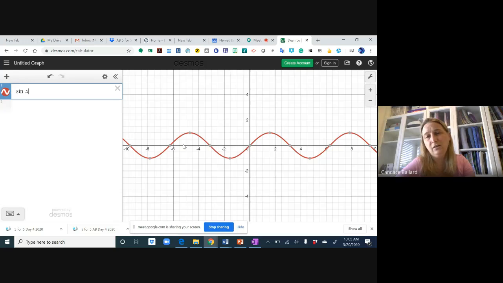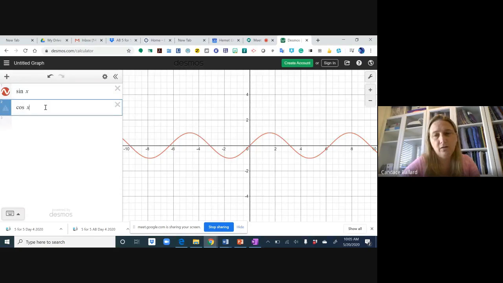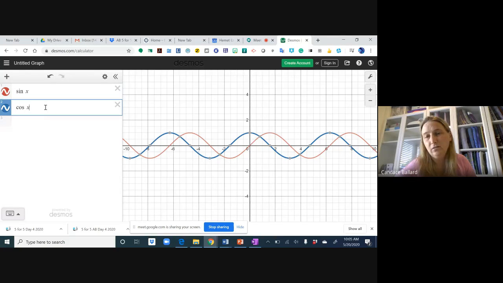There's the graph of sine, okay? The big thing you've got to know about the graph of sine is that it starts at 0, okay? Now I'm going to put in the graph of cosine. Look, identical, okay? Except that the sine starts at 0 and the cosine starts at 1, okay? Guess what? We can move them up and down, right?